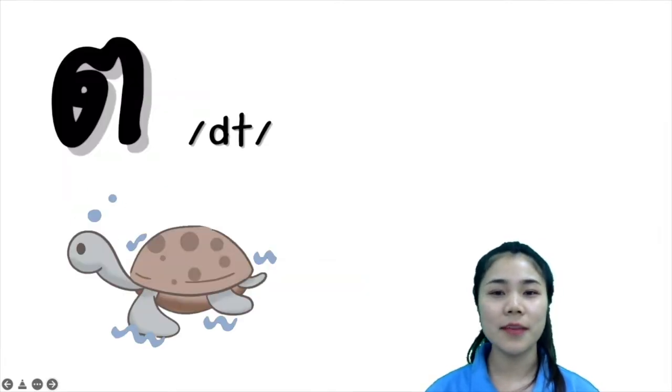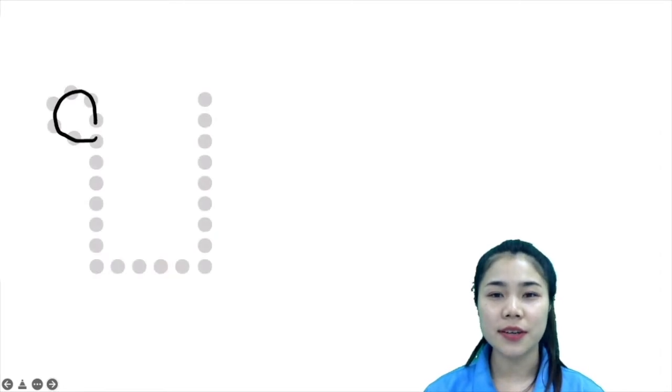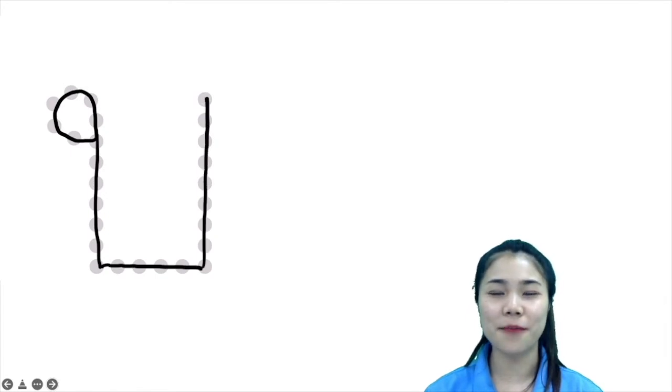And this letter gives you the sound. And the next letter is called bo bai mai. Bai mai is leaf, and this letter gives you the b sound. This letter is very easy to write. You can start with a circle, then go down, make it flat, and then move it up.